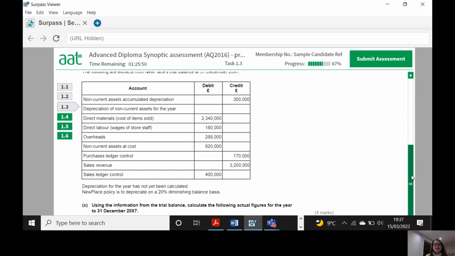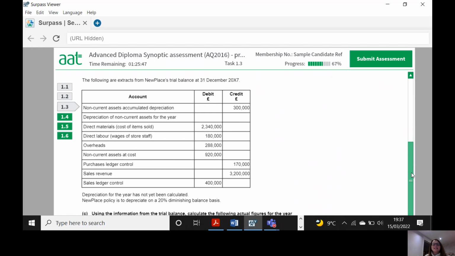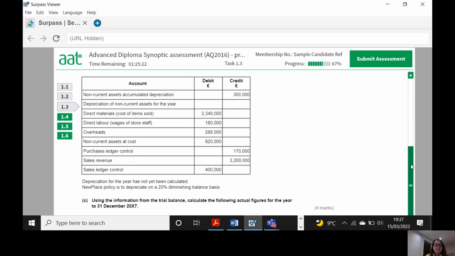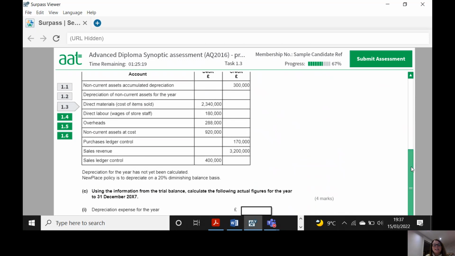The following are extracts from New Place's trial balance at the end of December X7. Right, so we haven't got a depreciation figure yet. We've got accumulated depreciation, direct materials, direct labour, overheads, non-current assets at cost, purchase ledger control, sales revenue, sales ledger control. Depreciation for the year has not yet been calculated. Policy is 20% diminishing balance. Right, so diminishing balance, I assume we've been asked to do this. Yes, the depreciation expense for the year.